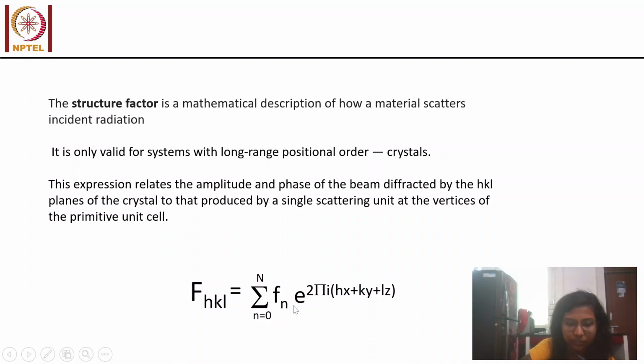Here f is the atomic form factor, small f. You can remember that the small f is for the atom, the atomic form factor, and the capital F is the structure factor. And the summation is over the HKL and the XYZ, which are the coordinates.